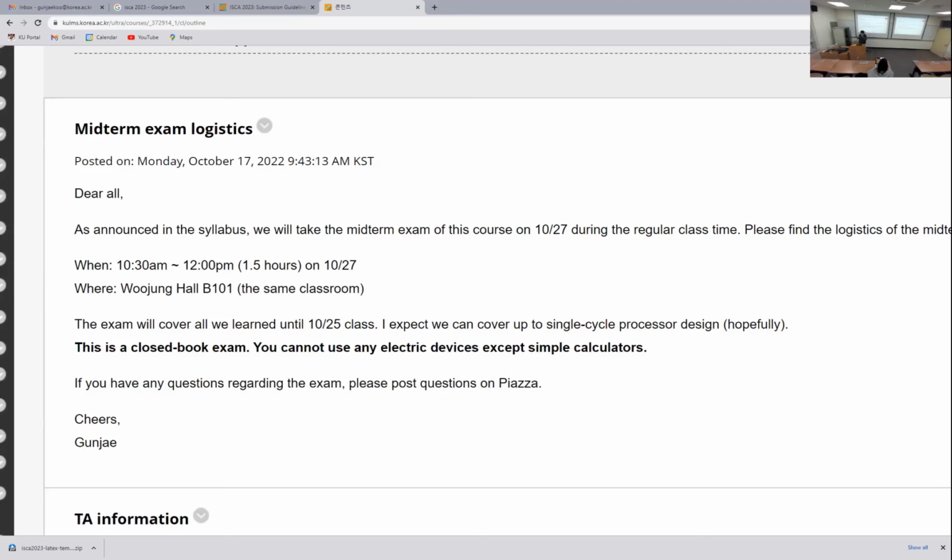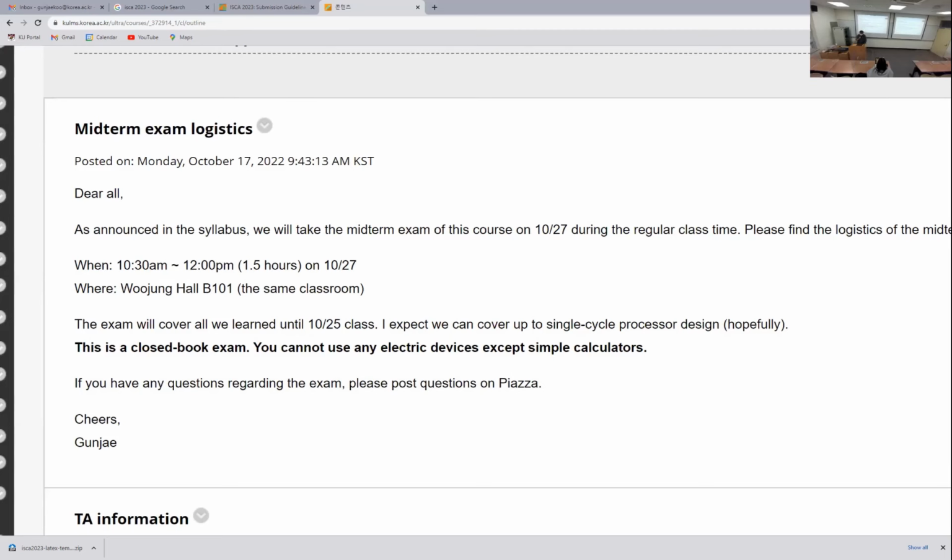The exam will include some questions that require calculation. In chapter 1, we learned about the performance metrics. To compare the performance of two systems, we need to compute some values, such as the instruction count, the CPI, and the clock period. So you may require a simple calculator during the exam.